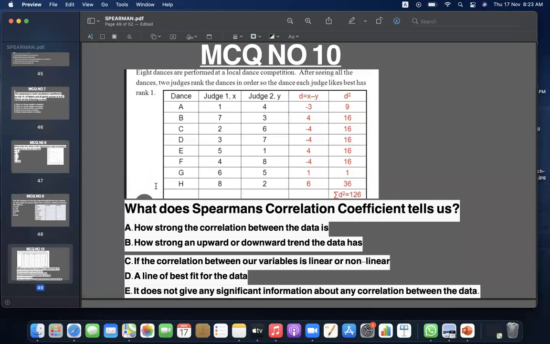A, how strong the correlation between the data is. B, how strong an upward or downward trend the data has. C, if the correlation between our variables is linear or nonlinear. D, a line of best fit for the data. E, if data does not give any significant information about any correlation between the data. A? No, it would be B. How strong an upward or downward trend the data has.